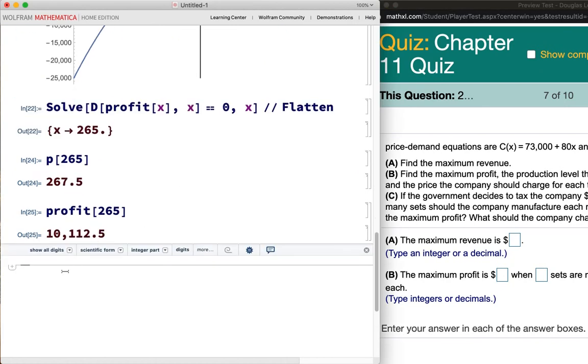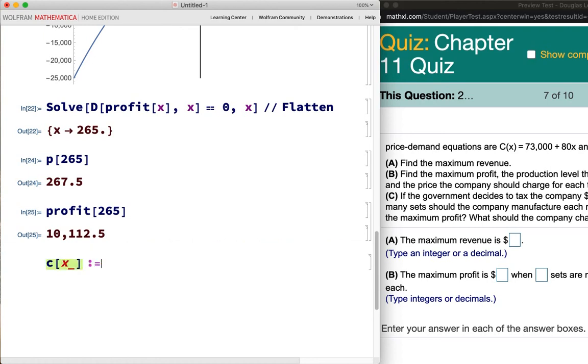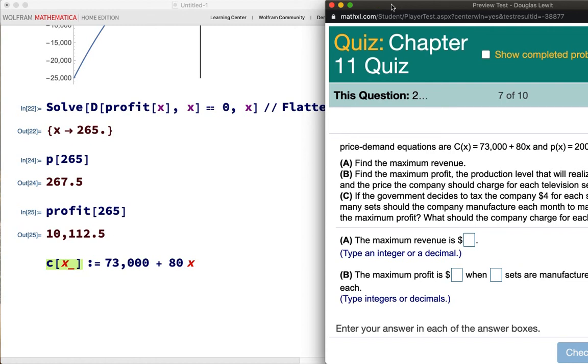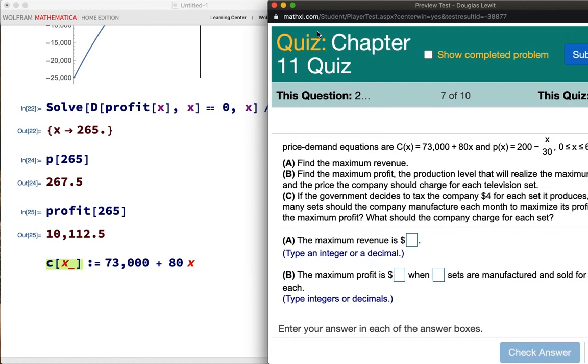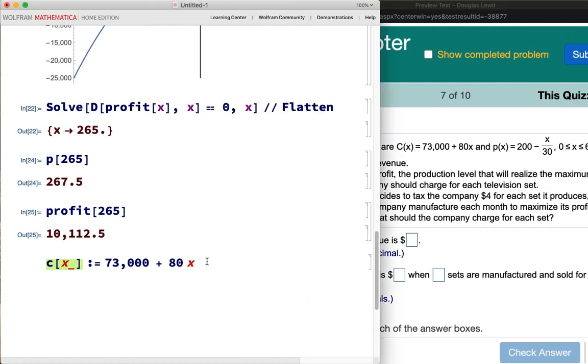So the first step is let's define our functions, okay? So C of X is equal to 73,000 plus 80X. Let me move this over a little bit so I can see the entire problem. Okay, shift enter, and then P of x is equal to 200 minus x over 30.